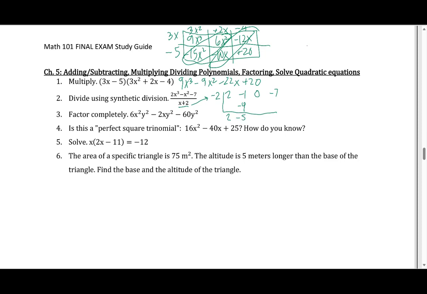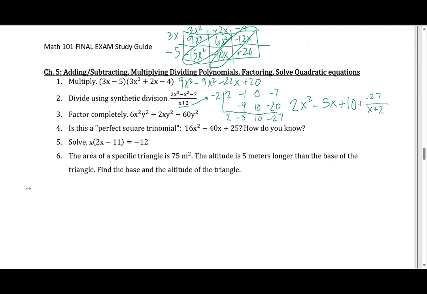Then negative 5 times negative 2 is positive 10. Add those together, we get 10 again. 10 times negative 2 is negative 20. Adding those, my remainder is negative 27. So writing it all out, I'm back down to not x to the third, but now x to the second, because I've divided by that. And minus 5x, 10 is my constant, and my remainder is negative 27 over the divisor of x plus 2, right there.